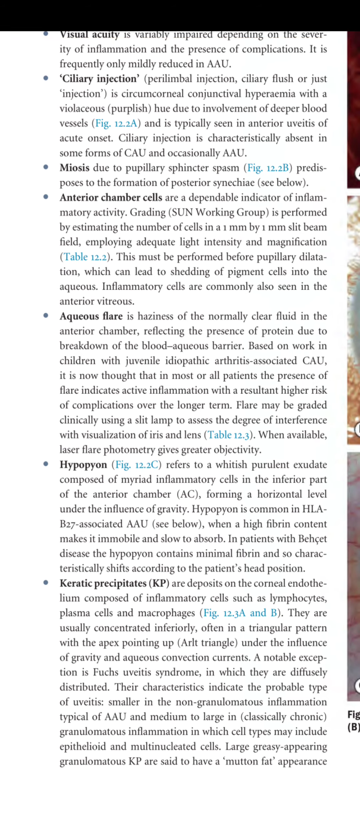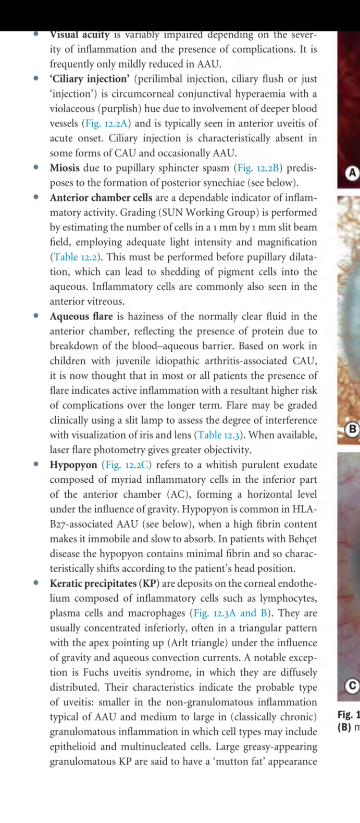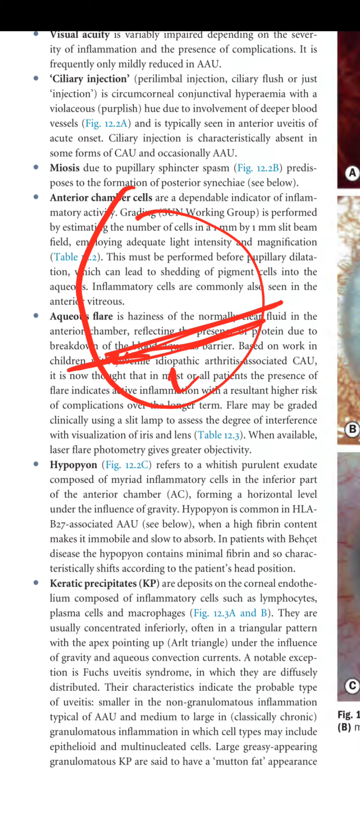Hypopyon refers to a whitish purulent exudate composed of a myriad of inflammatory cells in the inferior part of the anterior chamber, forming a horizontal level under the influence of gravity. So basically, hypopyon is inflammatory activity that settles down in the inferior part of the AC, forming a horizontal level under the influence of gravity. Hypopyon is common in HLA-B27 associated acute anterior uveitis, when a high fibrin content makes it immobile and slow to absorb.